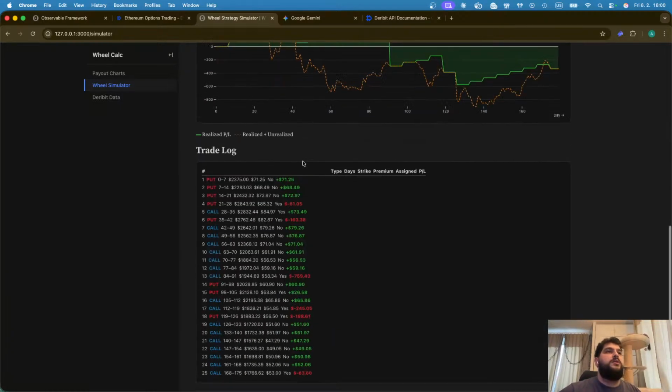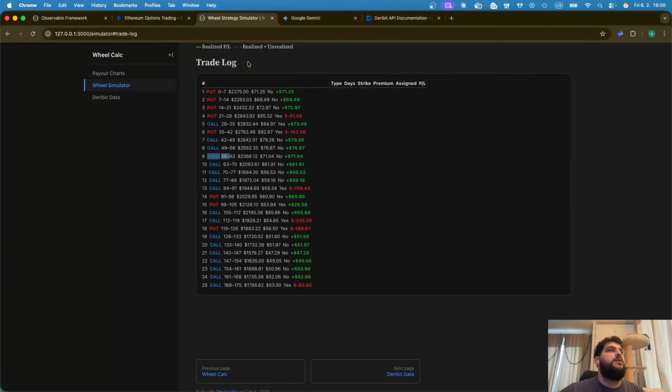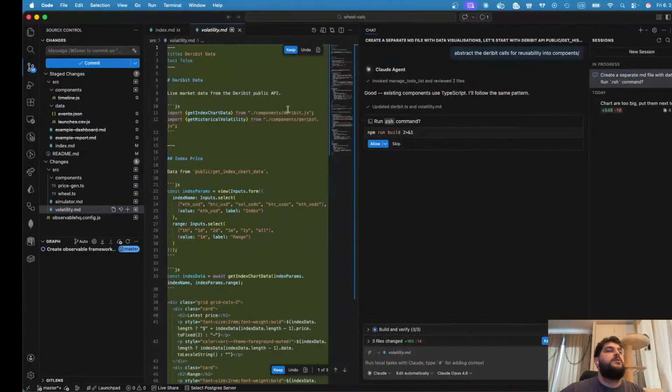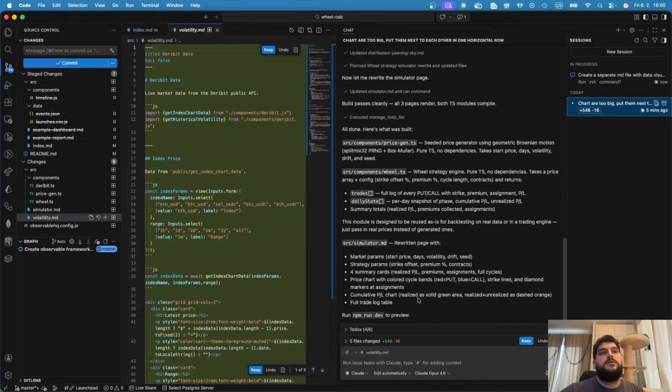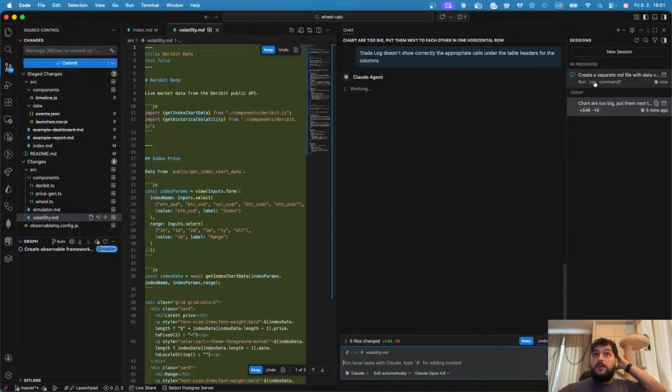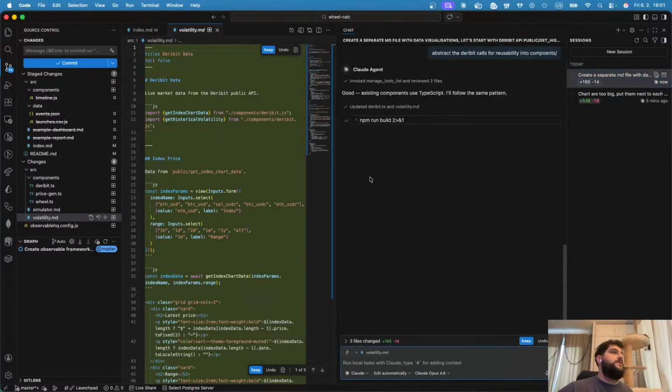Okay, the chart trade log doesn't show correctly the appropriate cells under the table headers for the columns. And here, what we have here, field.